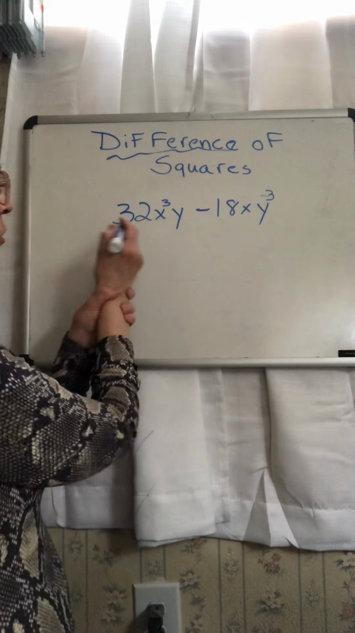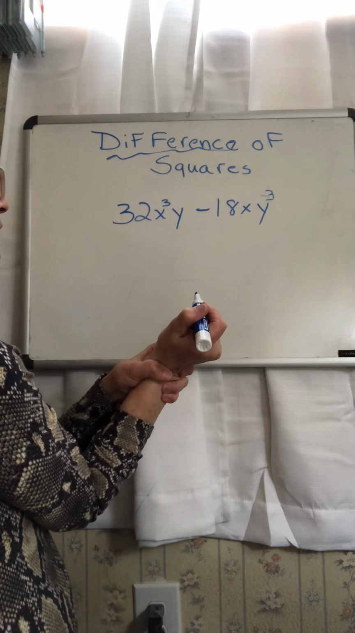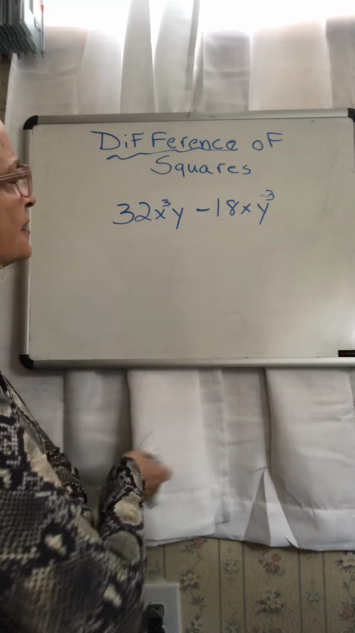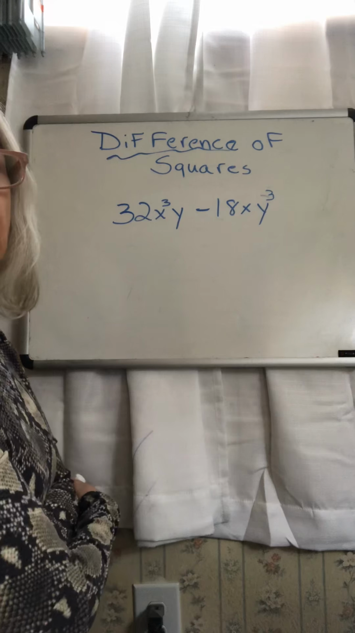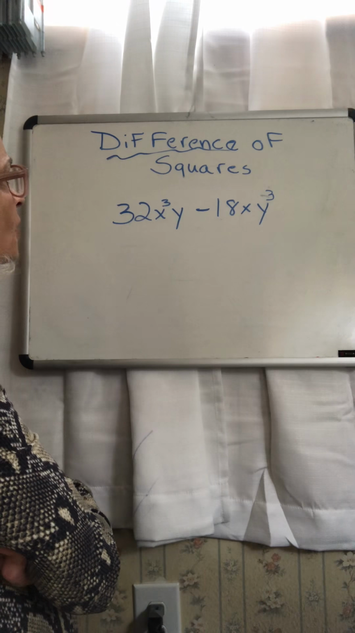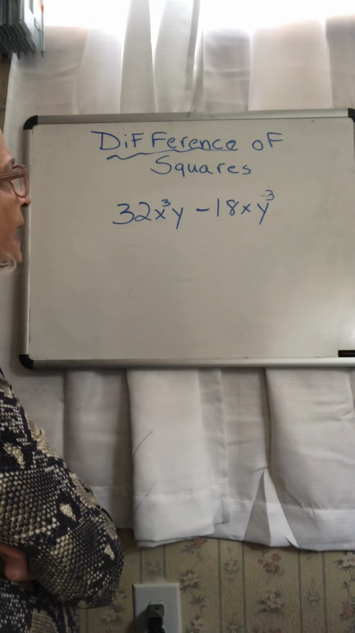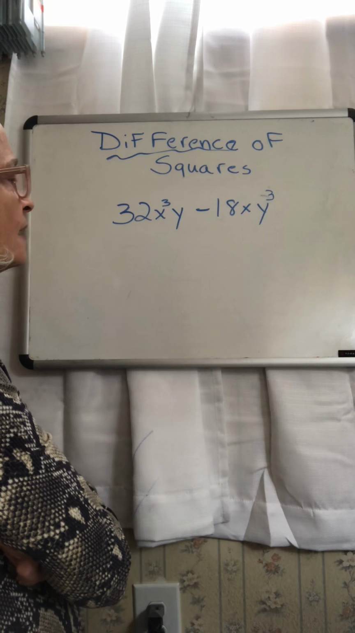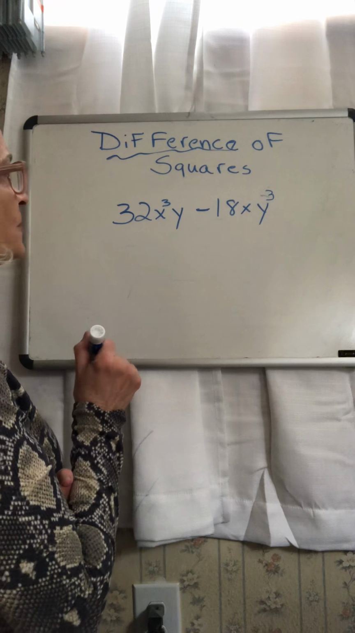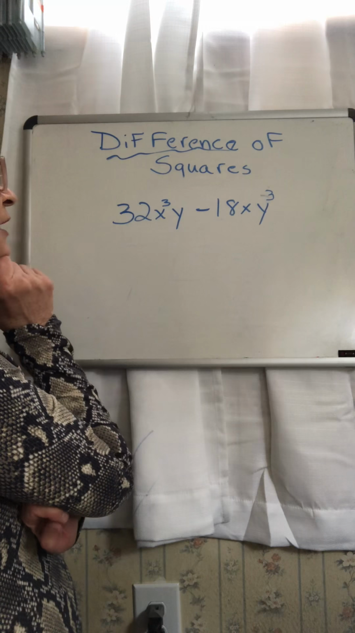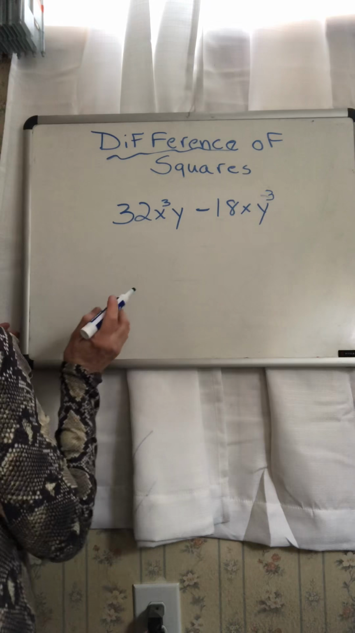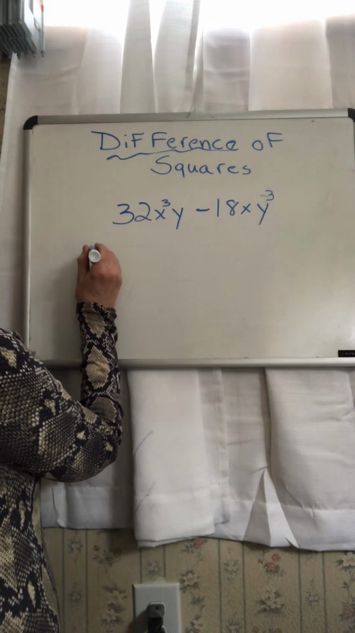Okay, so of course 32 is not a perfect square, and neither is 18. But we do have that difference. We do have the subtraction sign. And so what we could do is look for greatest common factors. And so 32 and 18 both have 2 as a common factor. And I think that's it for common factors because 32 doesn't have 3 as a common factor and 18 doesn't have 4. So yes, 2 is the greatest numerical common factor.